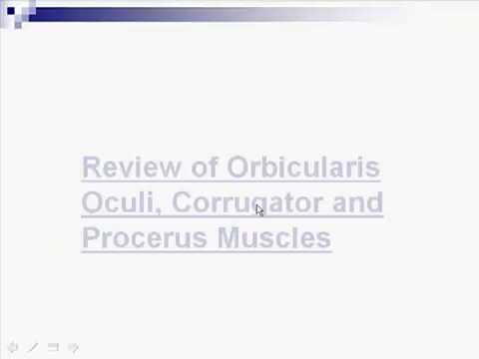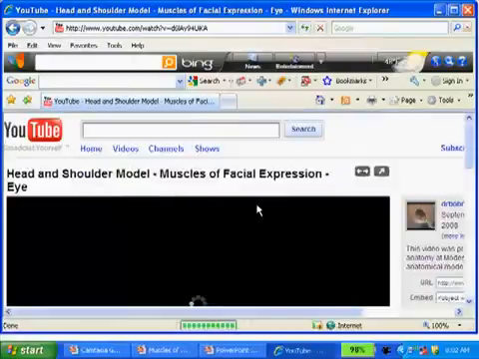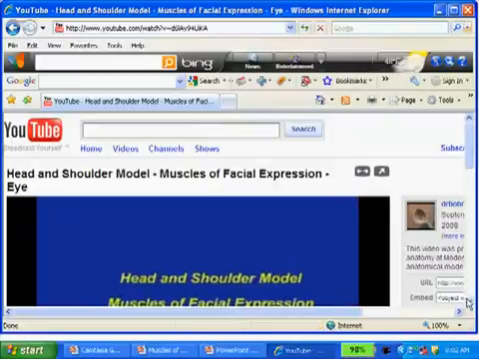Here is just a review on the Orbicularis Oculi, Corrugator, and Procerus muscles.